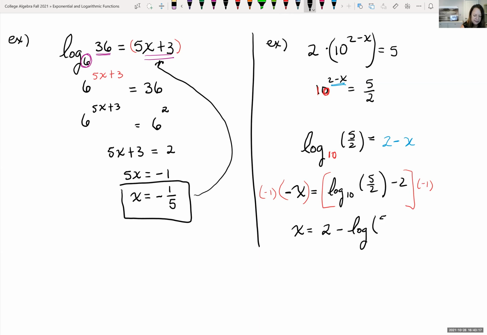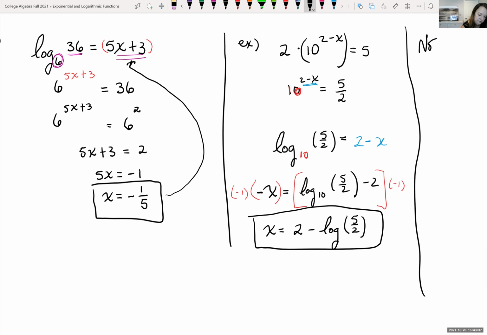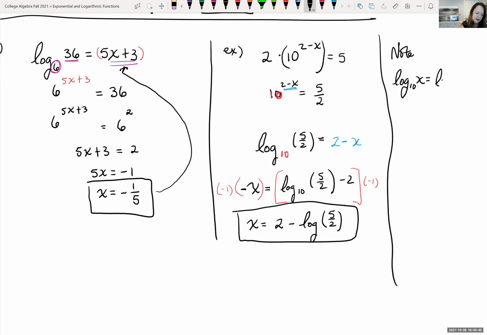I haven't stated this yet, but if the base of your log is 10, we don't write that. We just say log of x. If you ever see a log without the base, then it's base 10. So log base 10 of x is just equal to writing it as log of x.